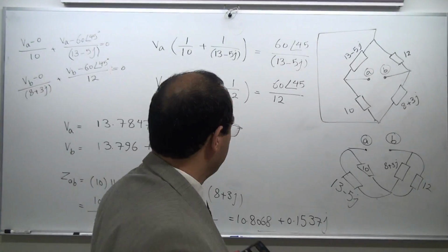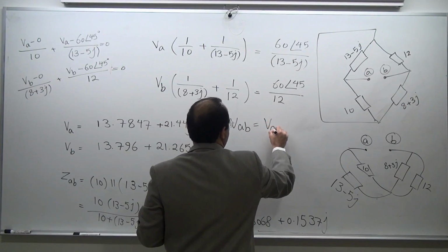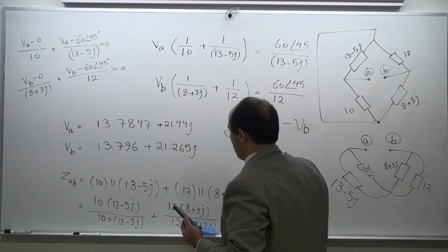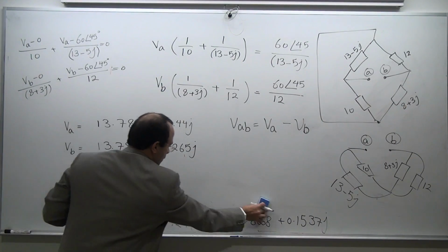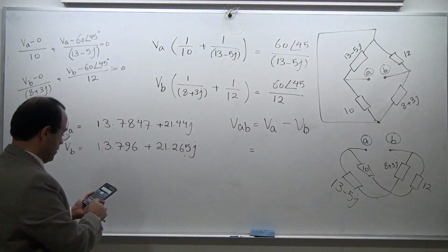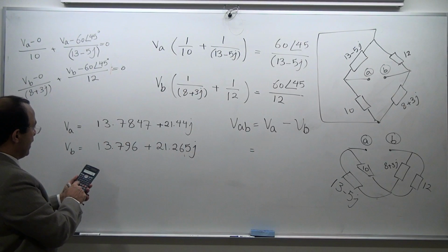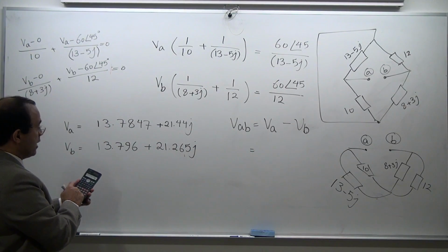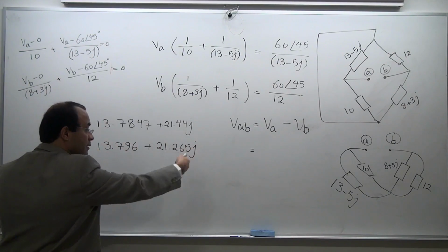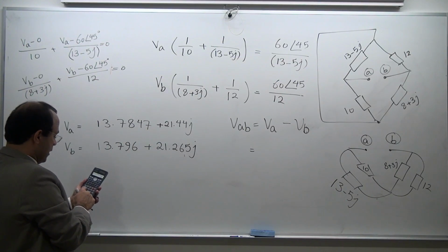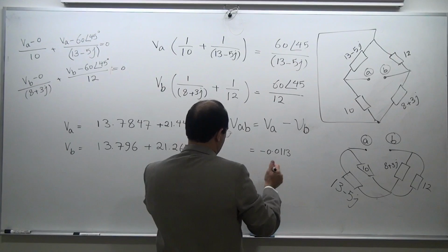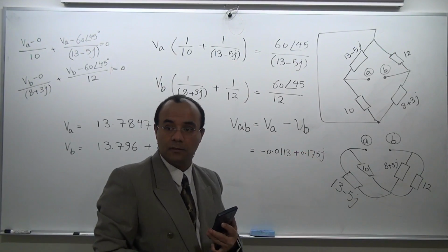What am I looking for? I'm looking for VAB. VAB is equal to VA0, which is the reference node, minus VB0. This is 0, this to this to this in my original design. So, let me go from the first: 13.7847 plus 21.44j minus 13.796 minus, remember this is inside the bracket, the entire thing is minus VB, so you need to be very careful on that, 21.265j, and you've got yourself minus 0.0113, almost 0, and then shift equal plus 0.175j. Am I right? I hope I'm right.